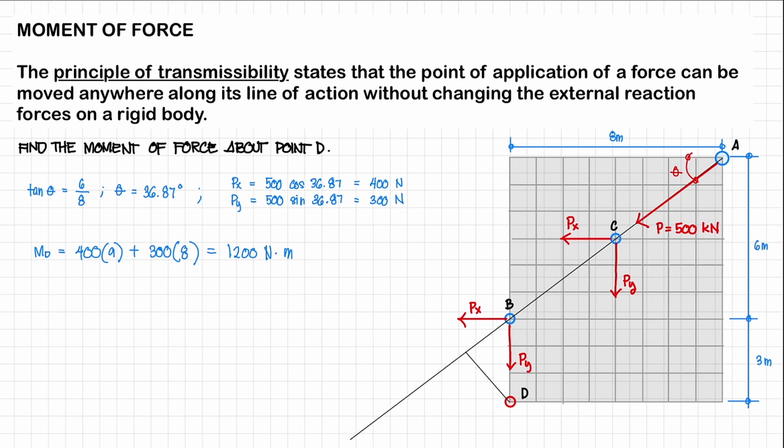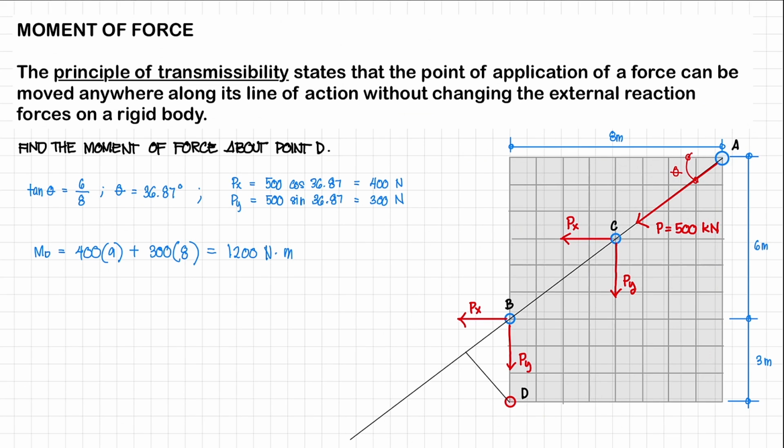All right. So another way to solve this is by using the principle of transmissibility. The principle of transmissibility states that the point of application of a force can be moved anywhere along its line of action without changing the external reaction forces on a rigid body. So the line of action of our force P is going to be this one. So we could transfer our force P at any point along this line. As an example, let's say we want to move our force P to point C.